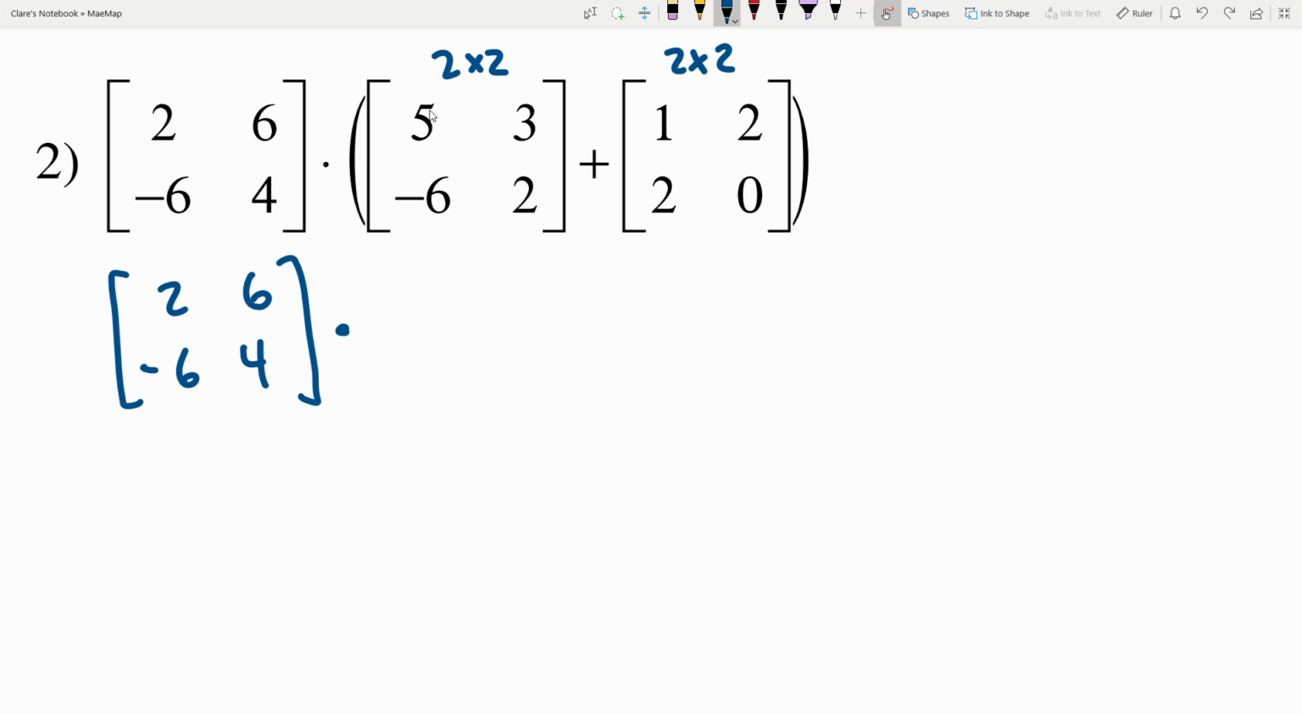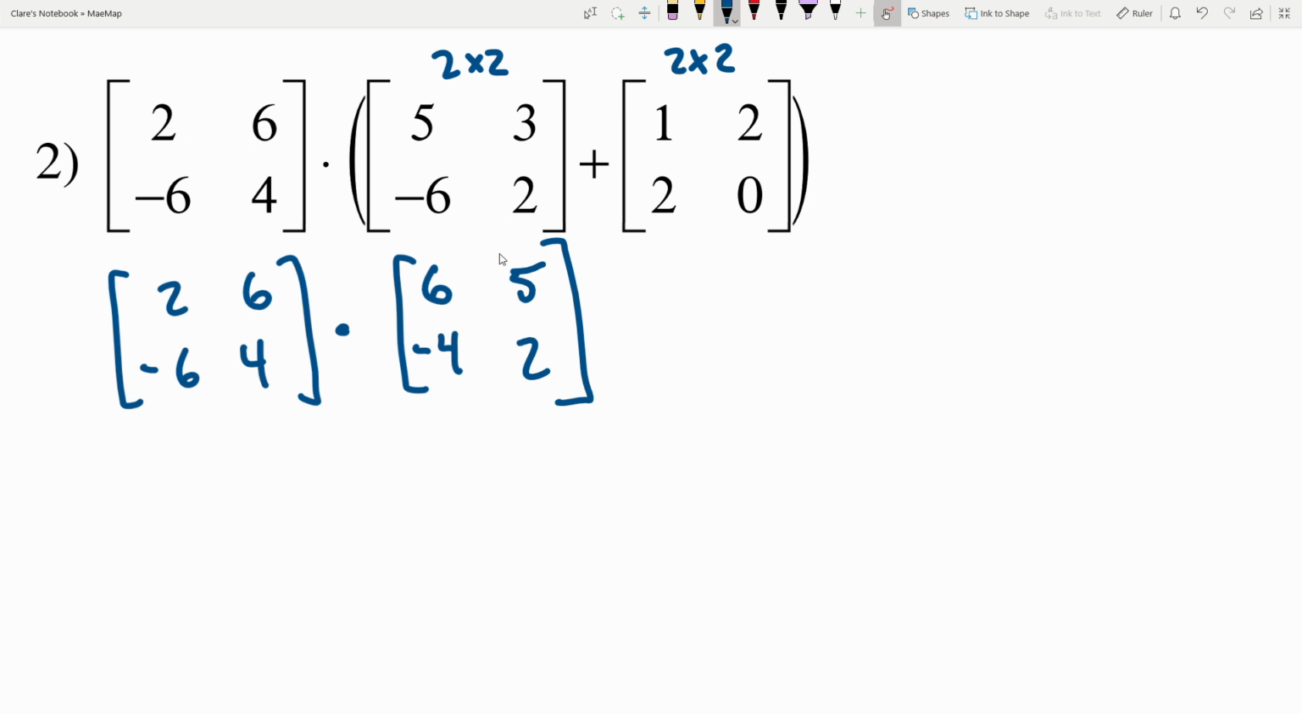Now when adding, I'll take an entry in one place and add it with the entry in the same place in the other matrix to get that resulting entry. So first row, first column will be 5 plus 1, which is 6. Then I'll do 3 plus 2, which will give me 5. And then negative 6 plus 2 gives me negative 4, and 2 plus 0 will give me 2.